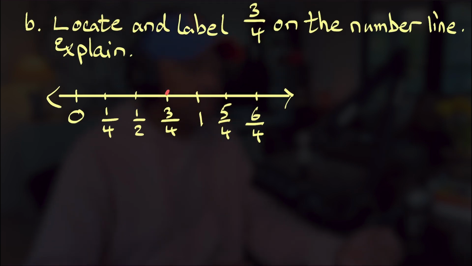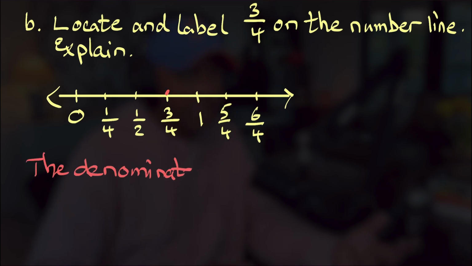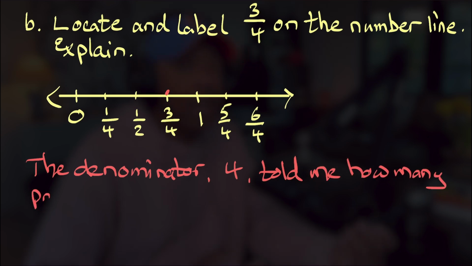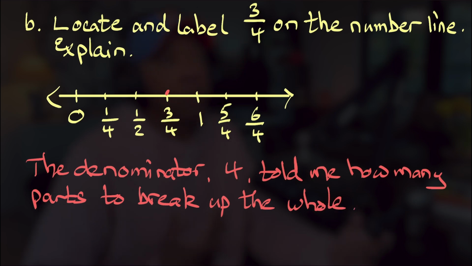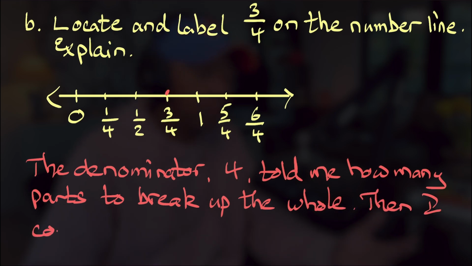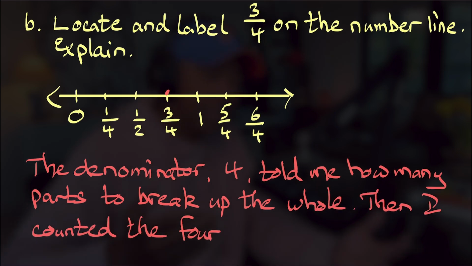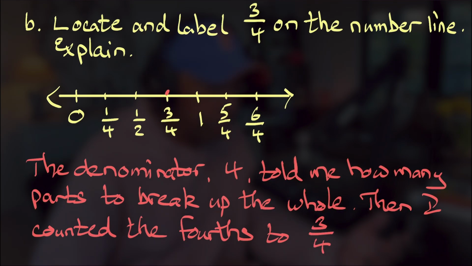The second part of the question asks me to explain why I chose that point. And so, as I said earlier, what I know is the denominator 4 told me how many parts I had to divide the whole into. And then once I divided the whole into 4 parts, I was able to simply count 1, 2, and 3.